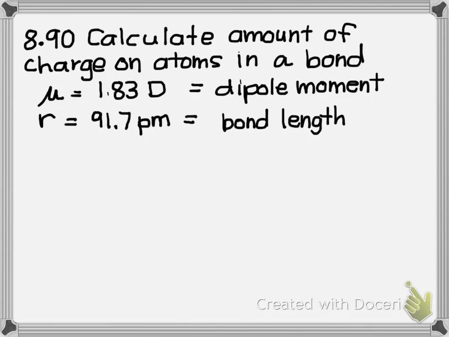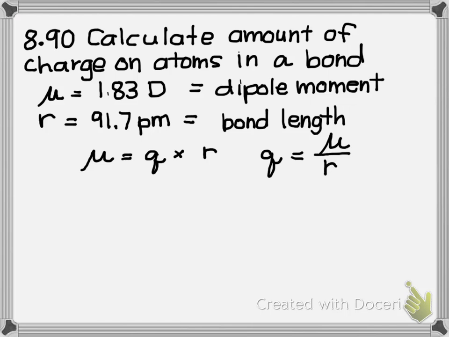Now, there is an equation that helps us relate bond length to dipole moment, and it is the dipole moment equals the charge on the atom times the bond length. So this question is asking us to determine the charge here, which is written as Q. It's not the same as heat. And so we can use the equation, rearranging it, to see that Q would equal the dipole moment divided by the radius.